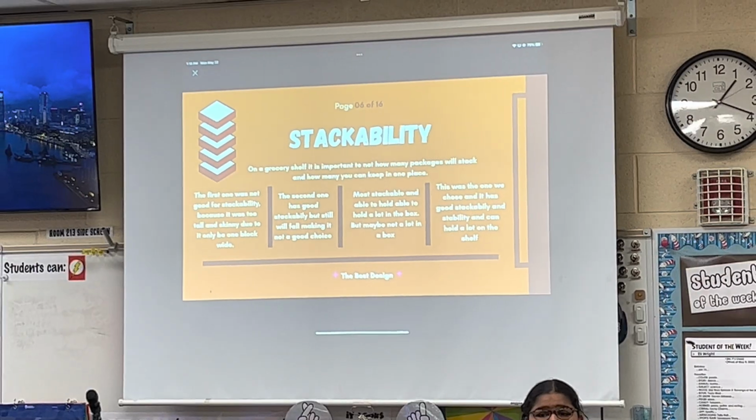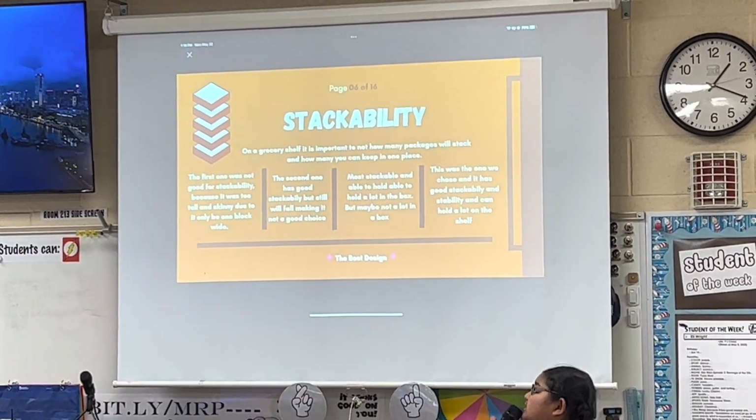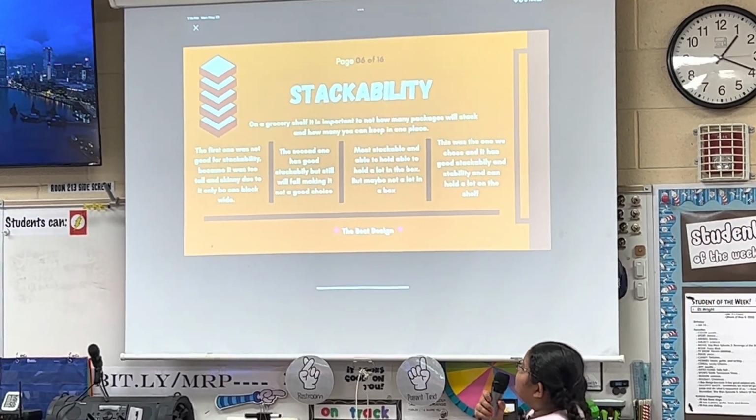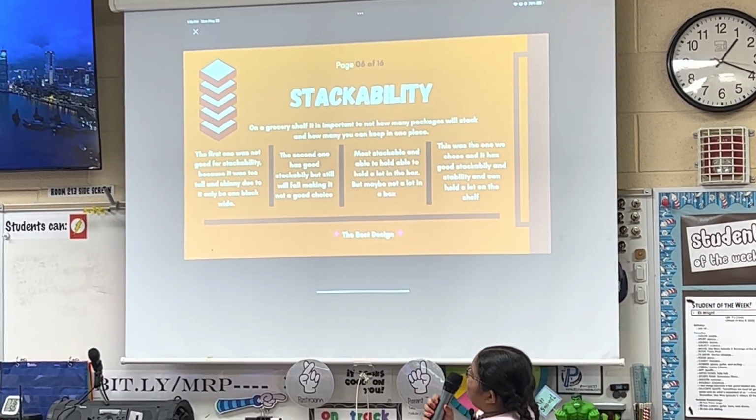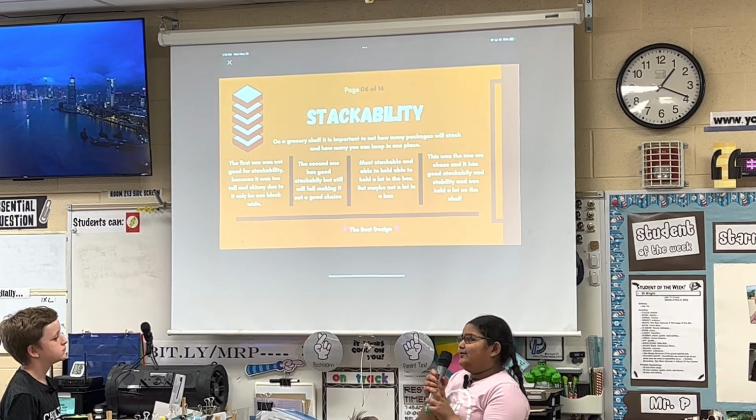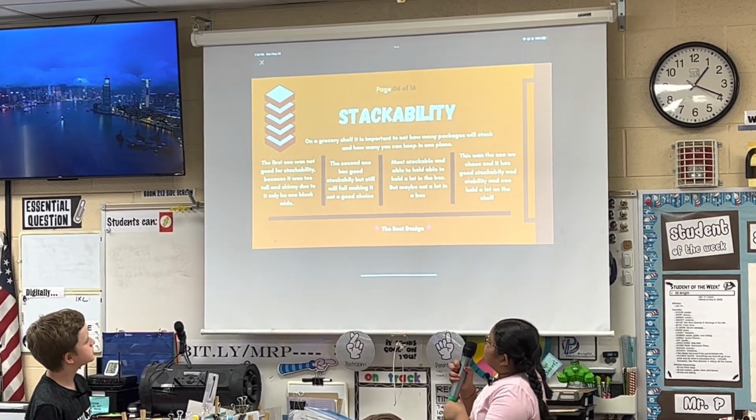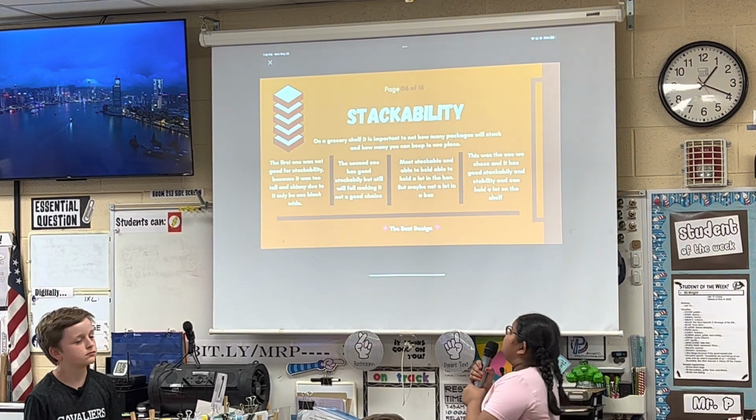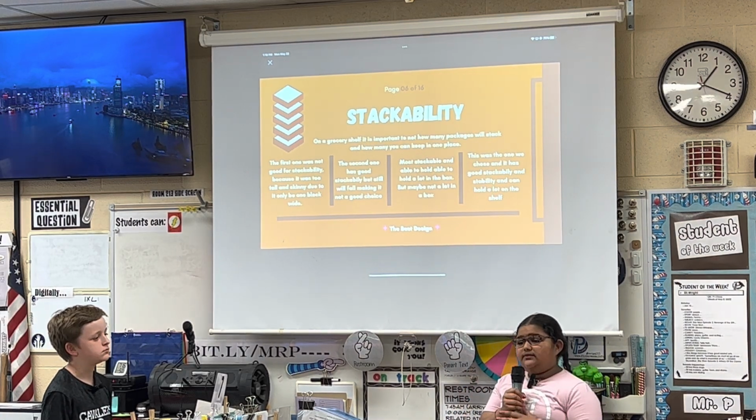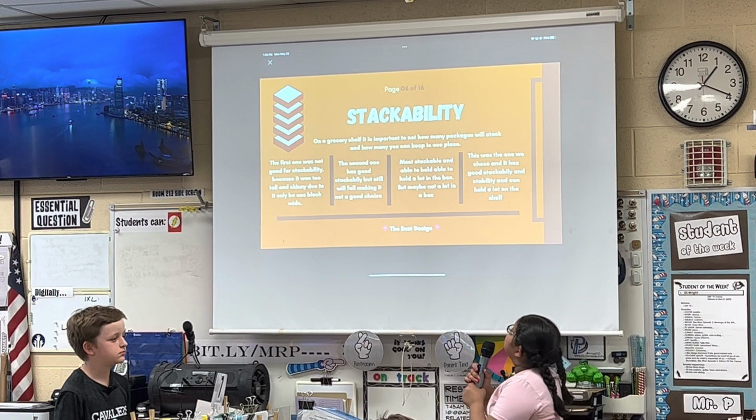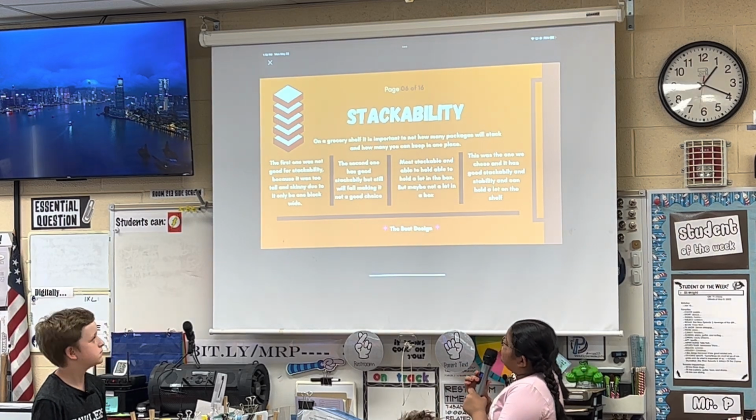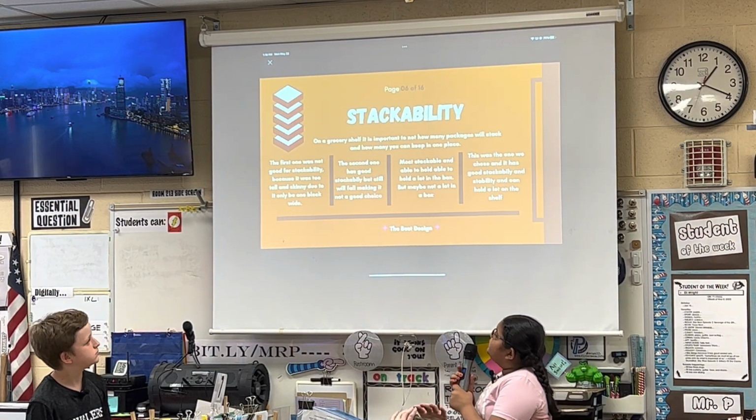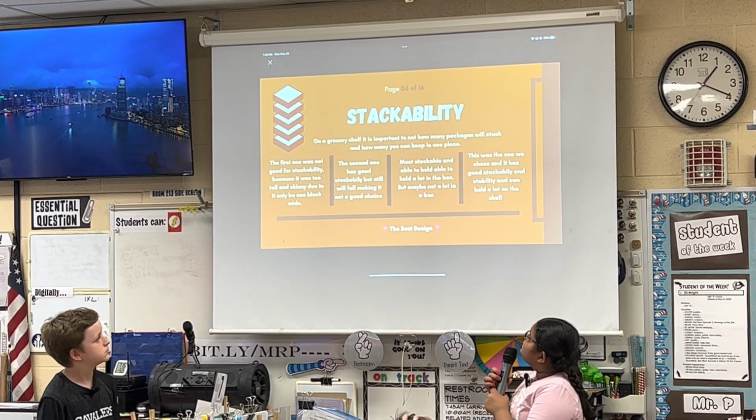Stackability is also another requirement that we had to take into consideration when choosing our design. So the first one was not good for stackability because it was too tall and skinny, because it was only one block wide. Therefore, if it was on a shelf, all of them would come crashing down and fall down. The second one has good stackability, but it will still fall down, making it not a good choice.